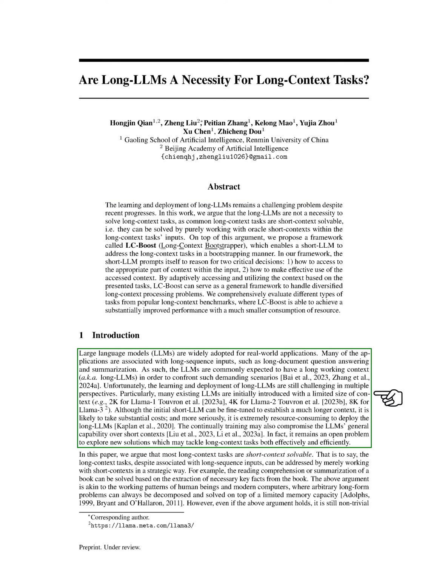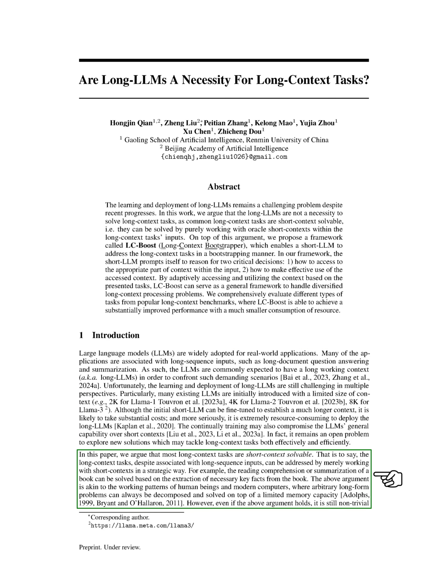However, developing and deploying long-LLMs pose significant challenges. Many existing LLMs are initially designed with a limited context size, like 2K for Llama 1, 4K for Llama 2, and 8K for Llama 3. While it is possible to fine-tune these short LLMs to work with longer contexts, it comes with high costs and resource-intensive deployment processes. Continuous training to extend the context may also affect the overall performance of LLMs on shorter contexts. Finding efficient and effective solutions to address tasks requiring long contexts remains an open problem.